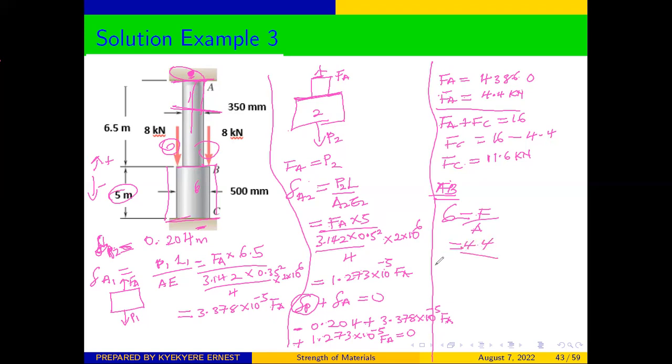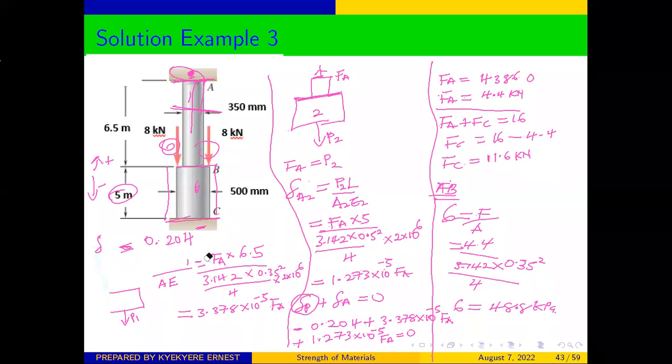over the area, and the area is just pi d square, 3.142 times d, d is 0.35 for that section, in millimeter to meters, all over 4. And from there, our stress will be equal to 48.8 kilopascal. Then the last aspect is to determine the stress in BC.